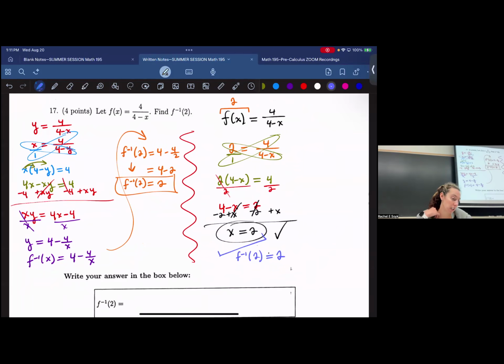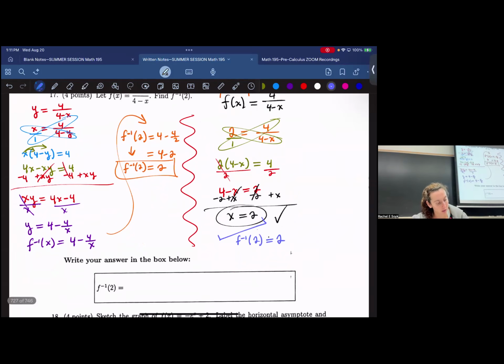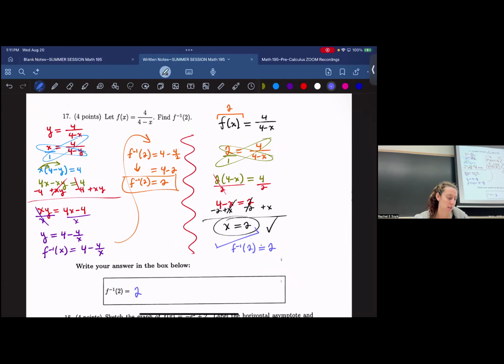We were lucky here that your input ends up being the same as the output value. That's not always the case. Okay. Question 18.